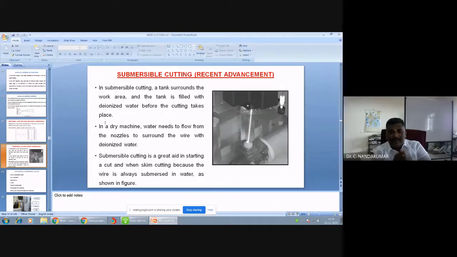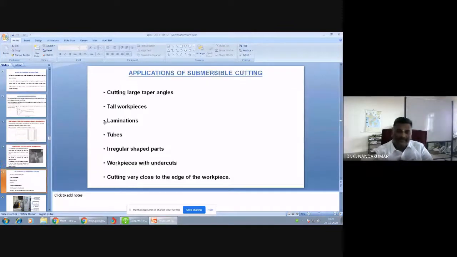takes place. In a dry machine, water needs to flow from the nozzle to surround the wire with the deionized water. Submersible cutting is a great aid in starting a cut and in a skim cutting process, because the wire is always submerged in water, as shown in the figure.